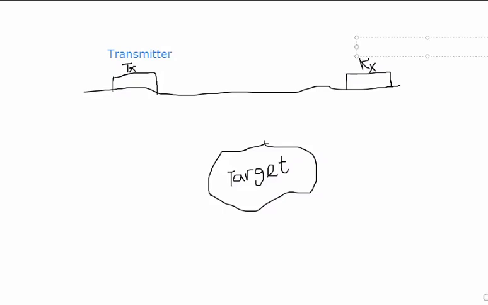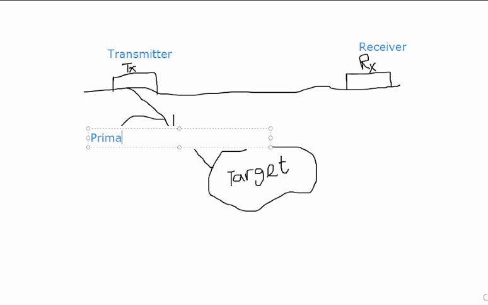As the name implies, the transmitter transmits signal, the receiver receives signal. Now from the transmitter, a signal is sent into the ground this way. This signal that is sent into the ground, we call it the primary field. This signal from the transmitter that goes to the target, we call it the primary field.